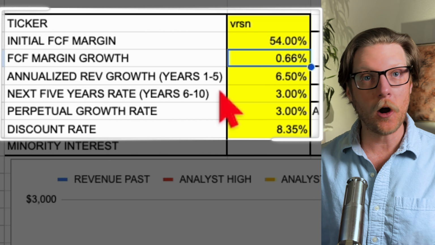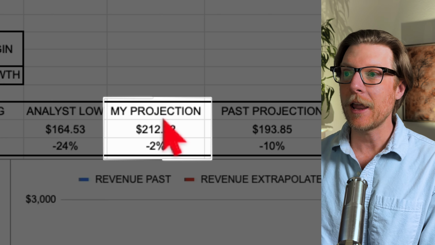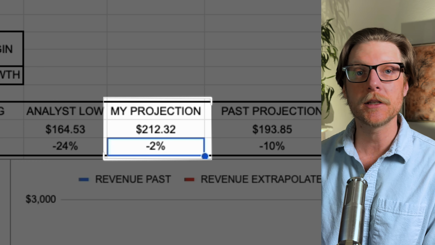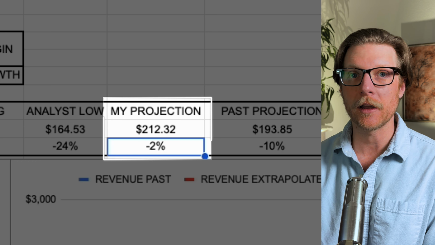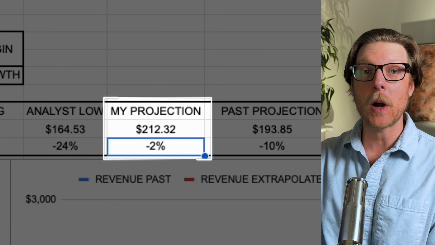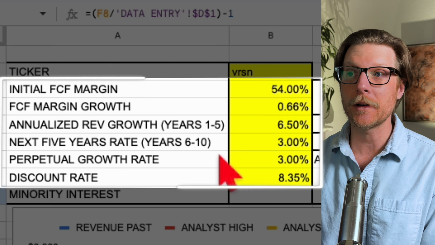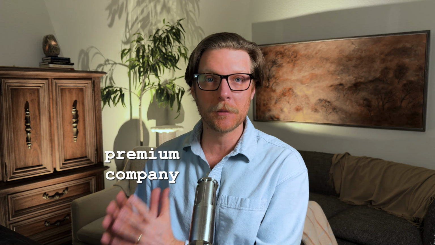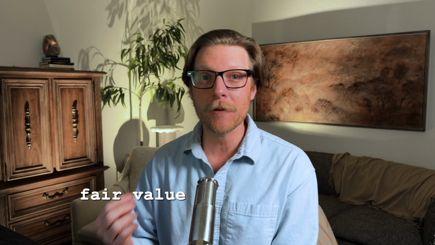The result of all of these assumptions is my projection of $212 per share. That represents 2% overvalued, just very slightly overvalued. So I would call this company, according to this set of assumptions, almost exactly fair valued. And for a company like this, which is so great, it's just a premium company, finding it at a fair value is like finding a lesser company at a great price, because this company is typically trading at a premium.